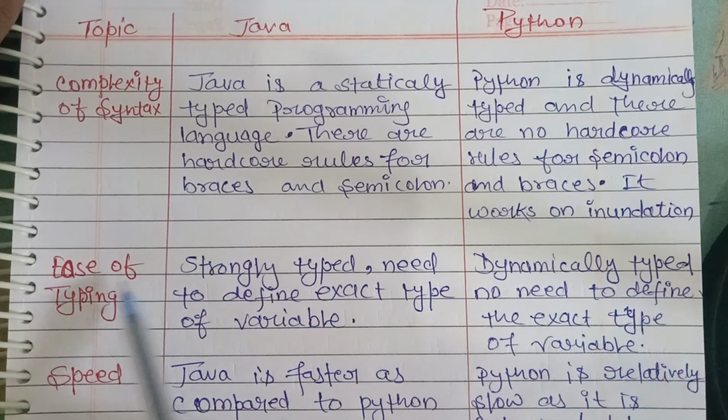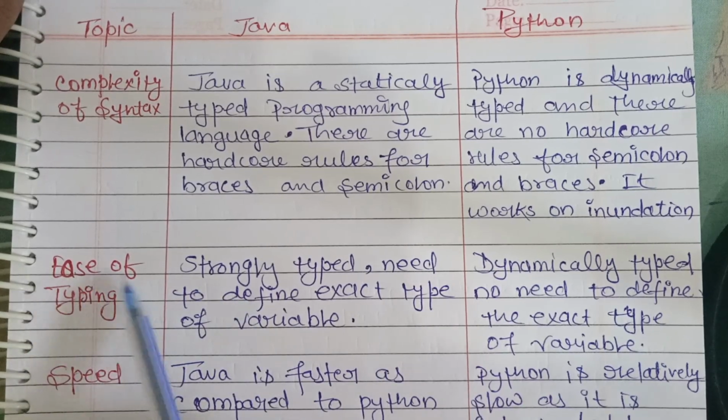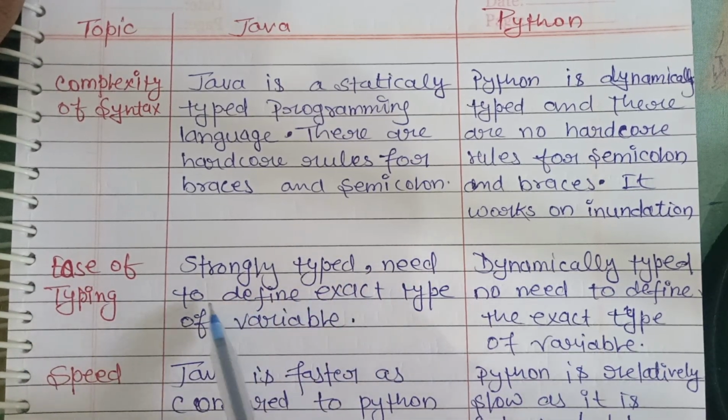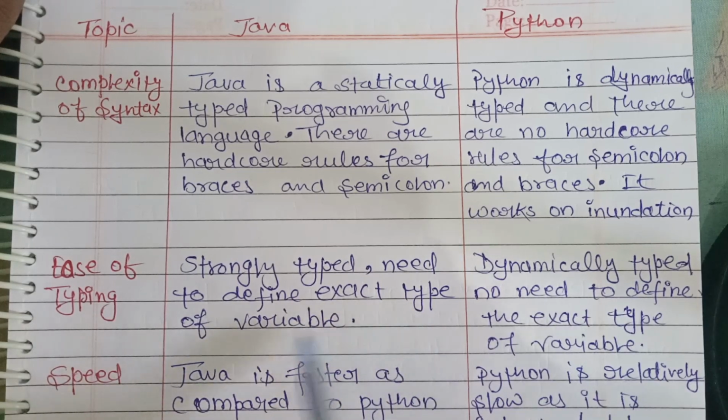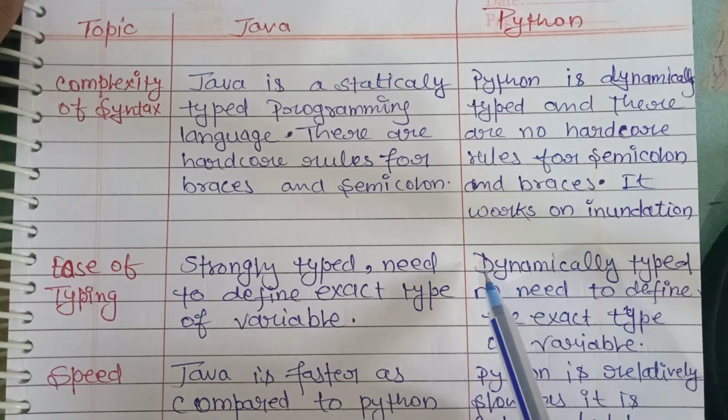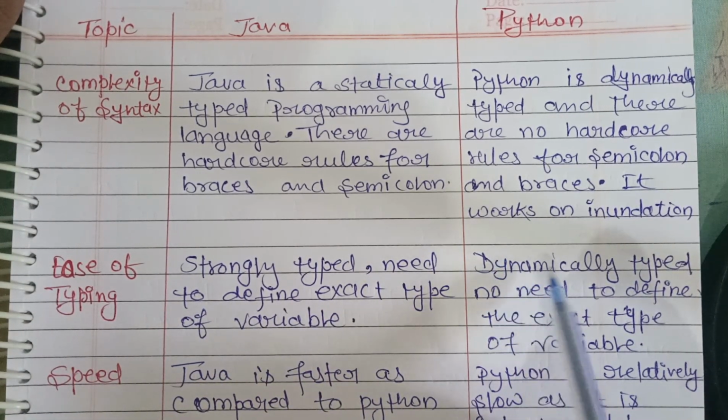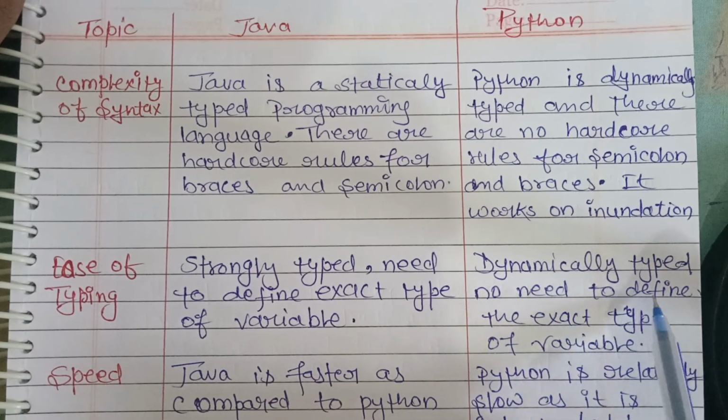The next topic is ease of typing. In Java, it is strongly typed, and you need to define the exact type of the variable. In the Python language, it is dynamically typed, and there is no need to define the exact type of the variable.